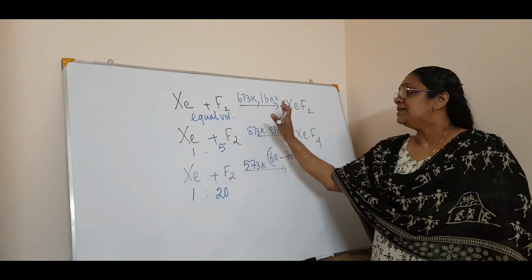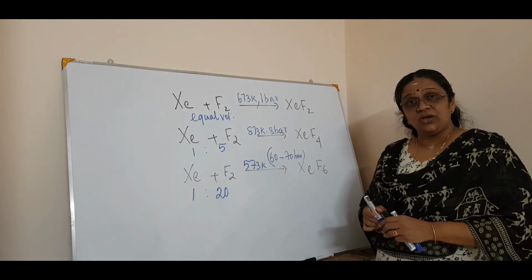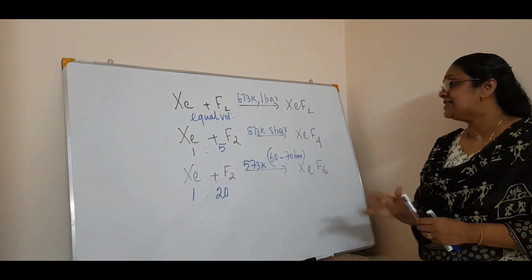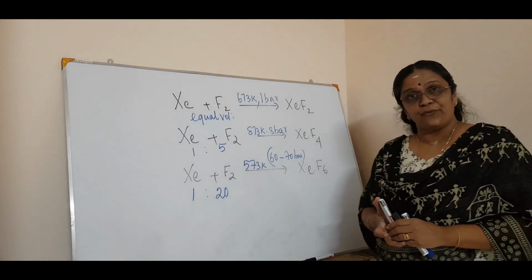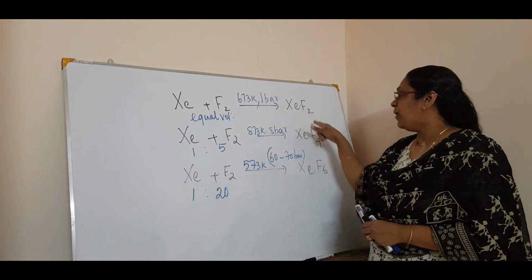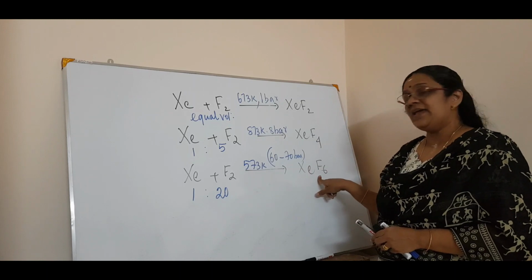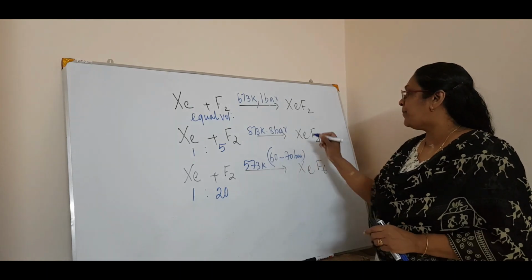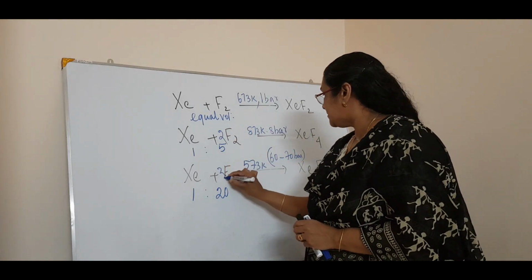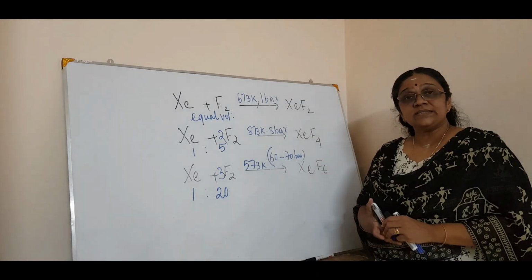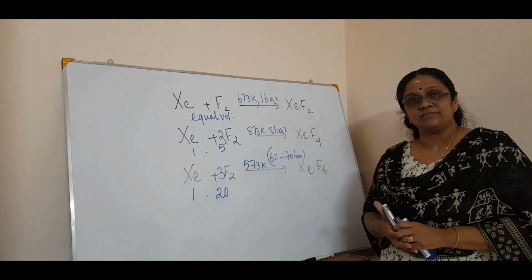So these are the 3 reactions by which you can prepare the 3 halides of xenon, that is XeF2, XeF4 and XeF6. You just balance them. So this is how the 3 fluorides are there.